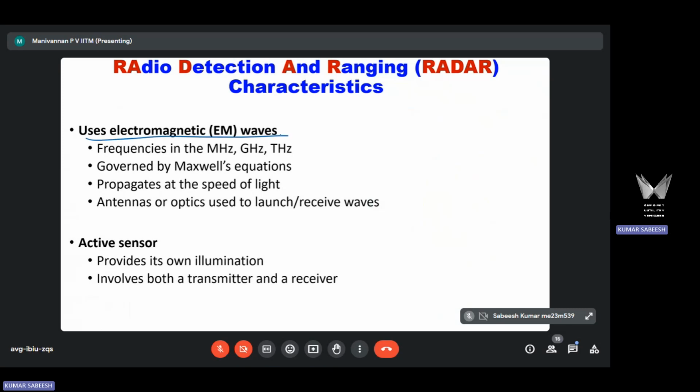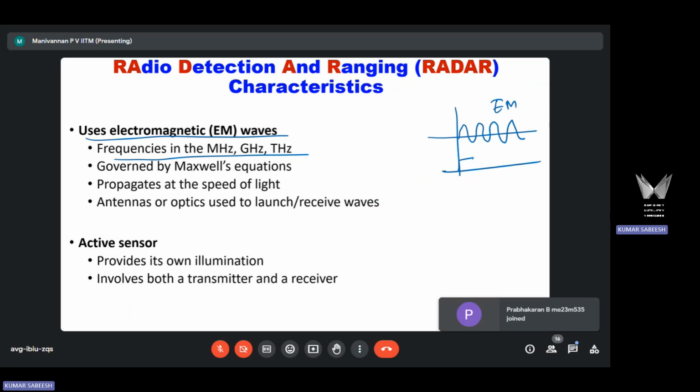So it uses an electromagnetic wave. Now you are transmitting an electromagnetic wave. Generally, it has to send a sinusoidal wave. Most of the time, it will be a sinusoidal wave or pulses. It can be sinusoidal electromagnetic waves, or it can be square pulses.